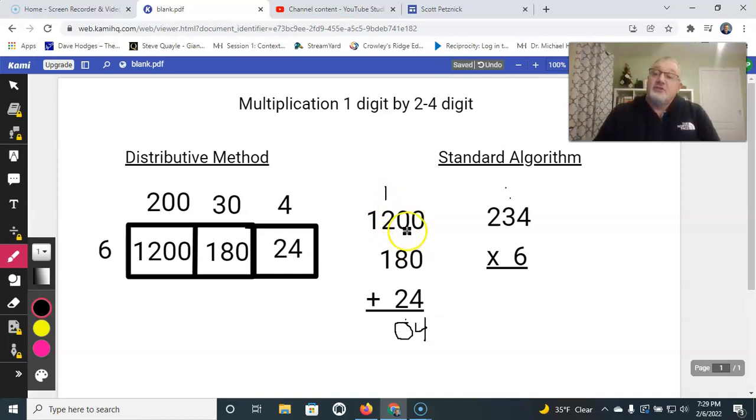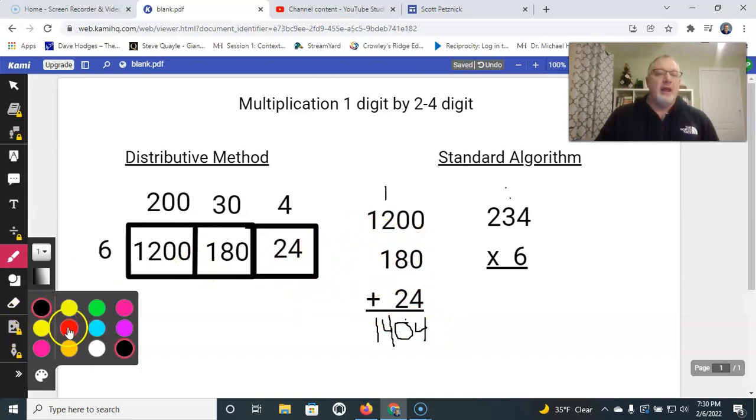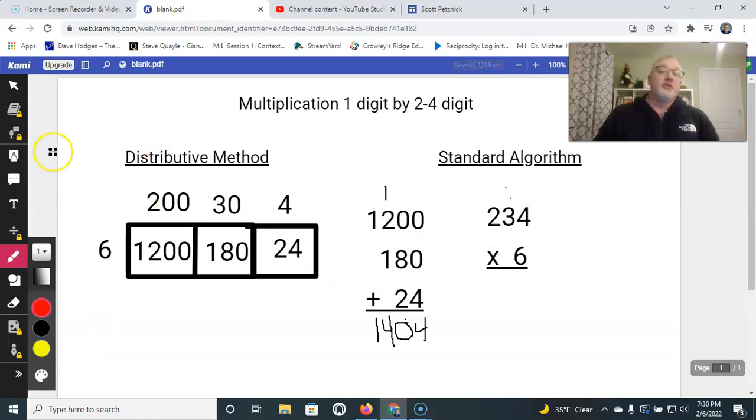Again, this is where I start dot counting. If you don't remember, go back to addition where I talk about dot counting. 2, 3, 4. Okay, and then I bring down my 1 because there's nothing else to add to it. So that's how you use the distributive method. Now I'm going to do the standard algorithm. Again, I'm going to show you quickly what happens.